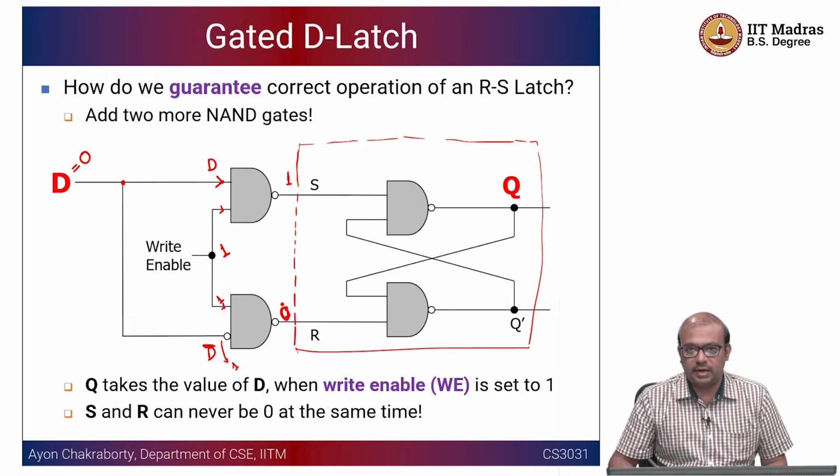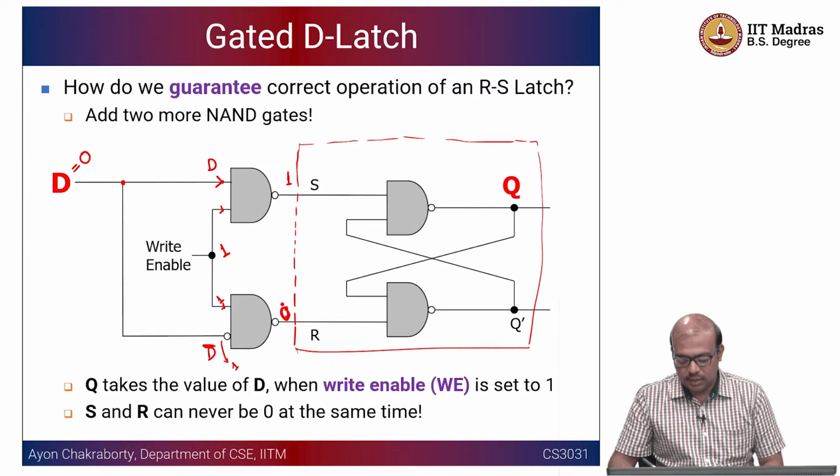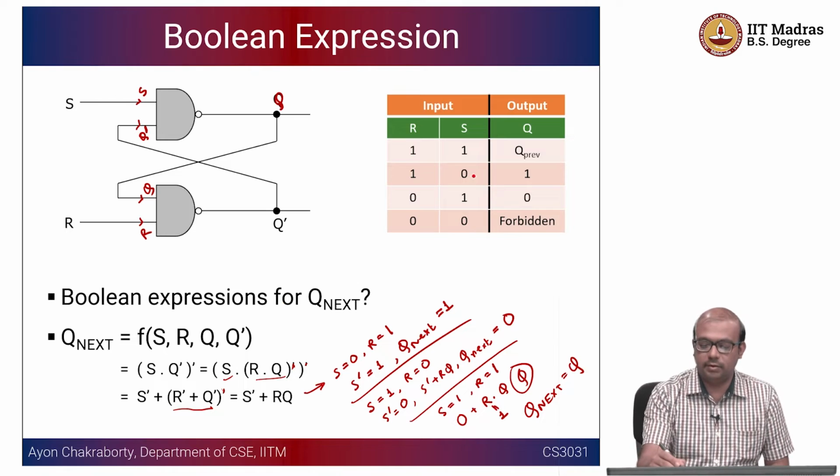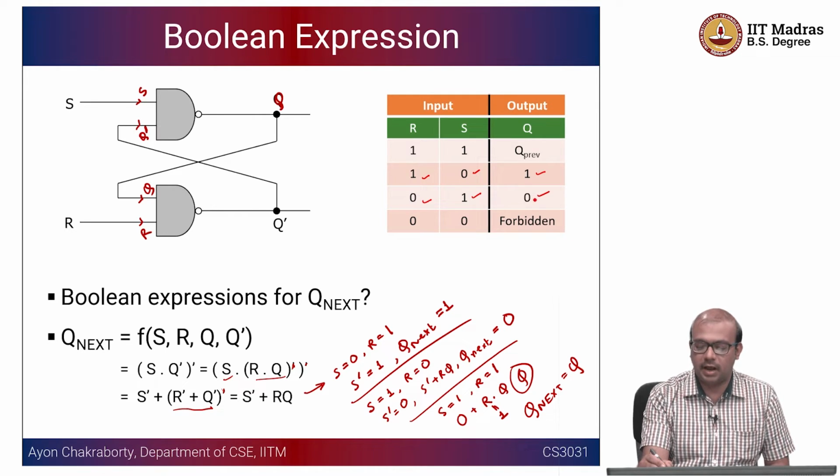If you are setting S as 1 and R equal to 0, this is going to result in Q equal to 0. You can check it with respect to the truth table that has been drawn earlier. So S equal to 0 and R equal to 1 results in 1, and S equal to 1, R equal to 0 results in 0. This is the SR latch's truth table.